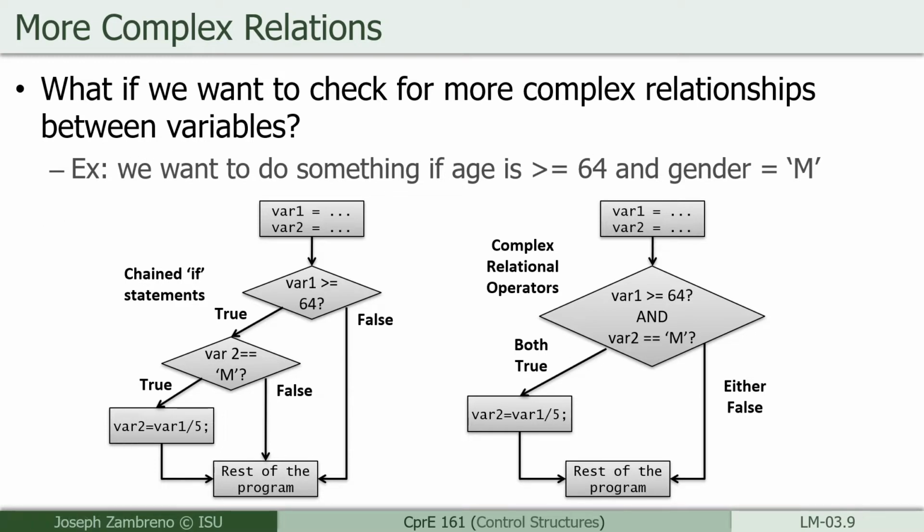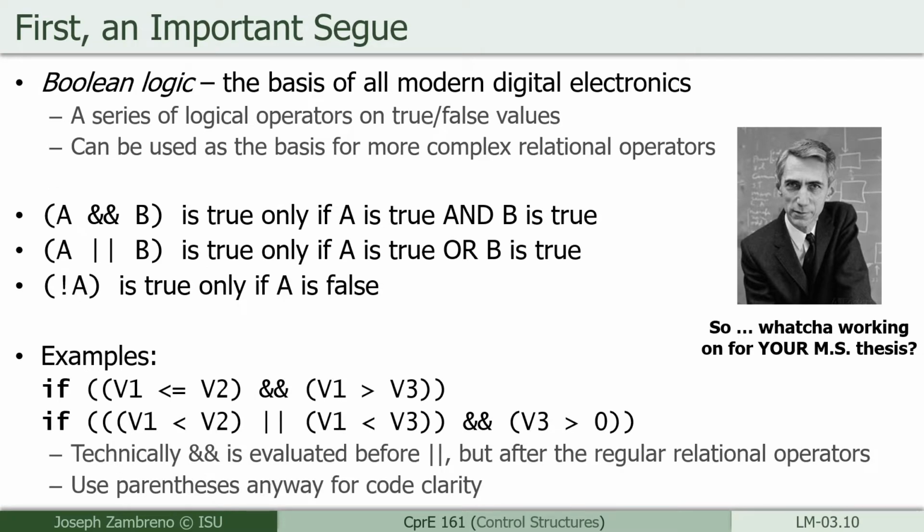That and is an example of what's referred to as Boolean logic. Although I don't want to go too far into depth in this topic, it's really the basis of all modern digital electronics. The series of logical operators on these true and false values can be combined together to make more complex digital electronics as well as more complex relational operators in our code.